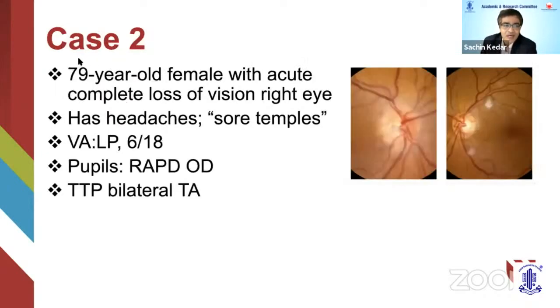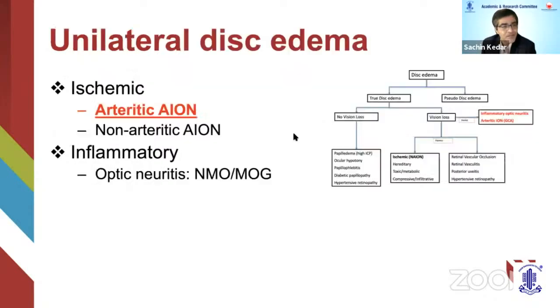Case number 2, you now have a 79-year-old female with acute and complete loss of vision in the right eye. She has headache, and she says that her temples feel sore. Her vision is bare light perception in the right eye. Left eye is 6/18. It's not normal. Her pupils are abnormal with a right RAPD. When you palpate her temporal arteries, it is tender. So here, I don't think there's much of a differential. Clearly, this patient has arteritic ischemic optic neuropathy with a high suspicion for giant cell arteritis. Maybe you can consider inflammatory optic neuritis as probably your number 10th or 11th in your differential.